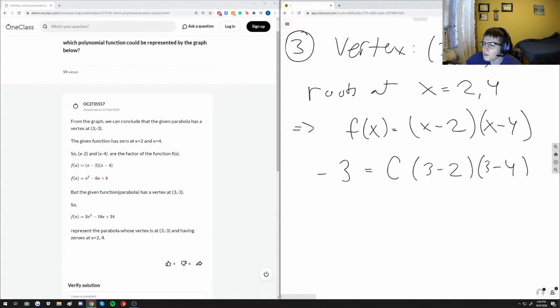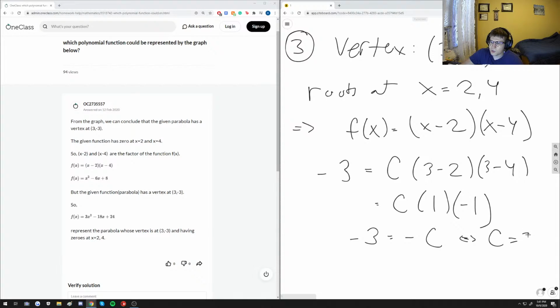But if it is not true, then we have to set c accordingly so that we don't change the roots, but (3, -3) is also a vertex. So we're going to have c times 1 times minus 1. So minus 3 is equal to minus c. That means c is not equal to 1; c is actually equal to 3. So really our equation should be f of x equals 3 times (x minus 2) times (x minus 4).